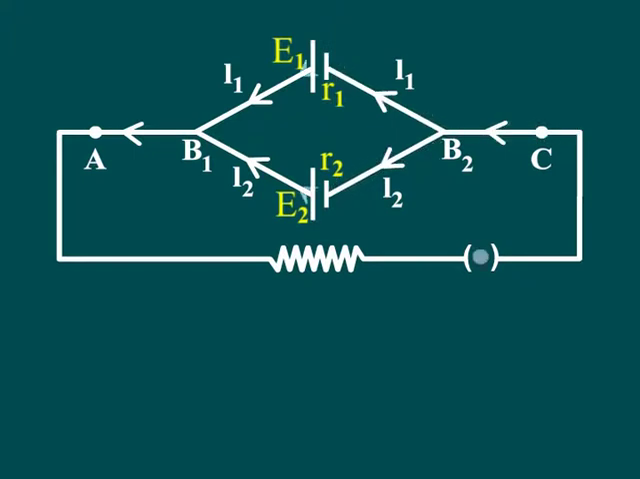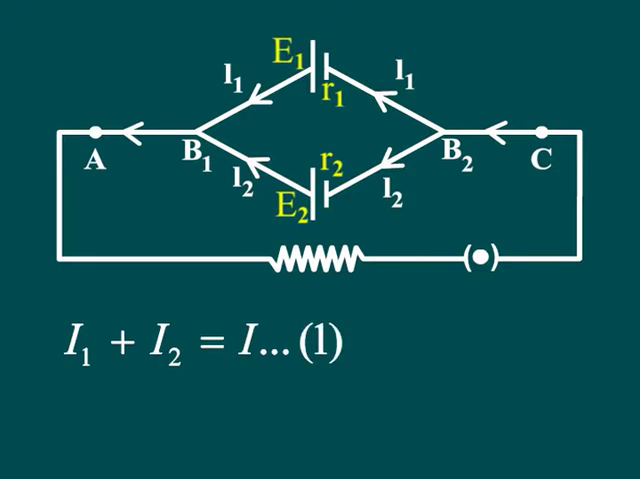Let the currents from the two cells flow towards point B1 and I be the current flowing out of B1. As charge flowing in is equal to charge flowing out, it can be written as I1 plus I2 equal to I. Let this be equation 1.